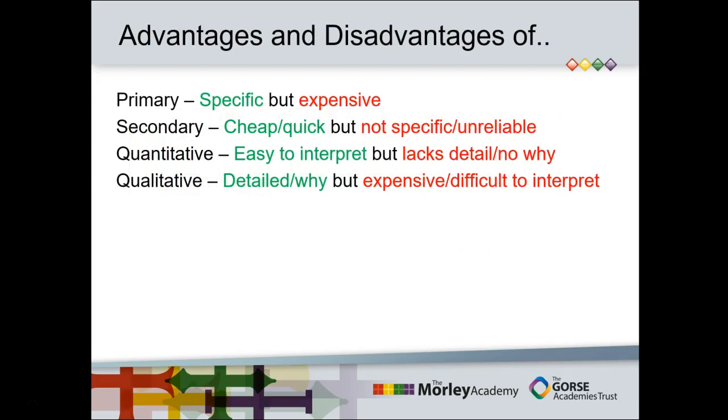So, advantages and disadvantages of the different types of market research. If we look at primary first, it's specific but very expensive. Secondary is cheap and quick but not very reliable because other people have carried out the data. Quantitative is easy to interpret because it's just numbers, but it lacks detail; we don't understand why. Qualitative is very detailed, it tells us why, but can be very expensive and difficult to interpret.